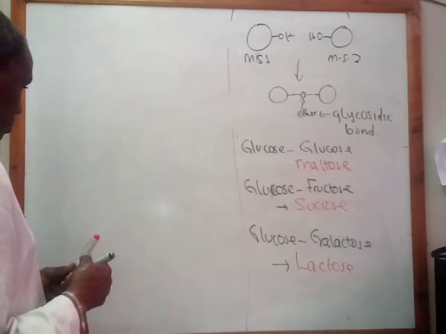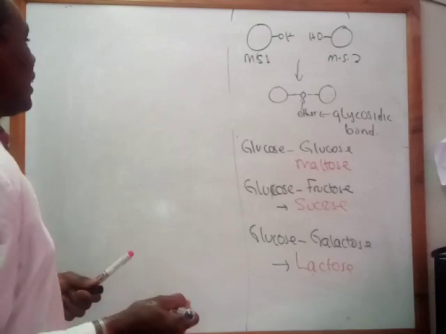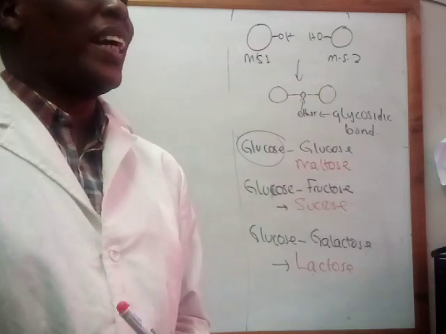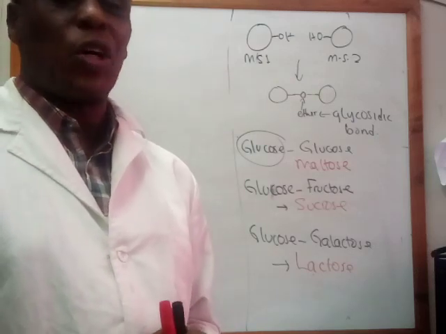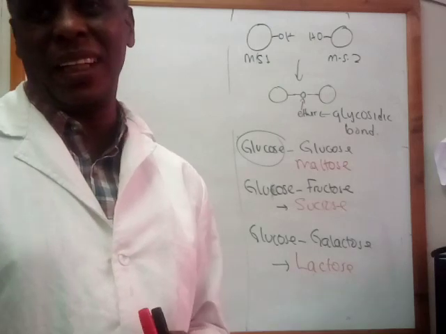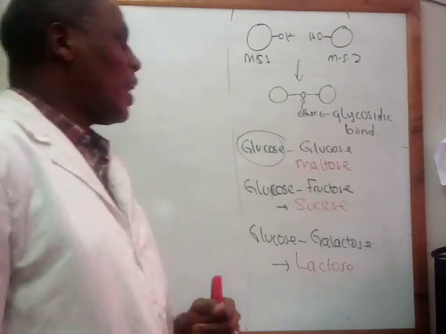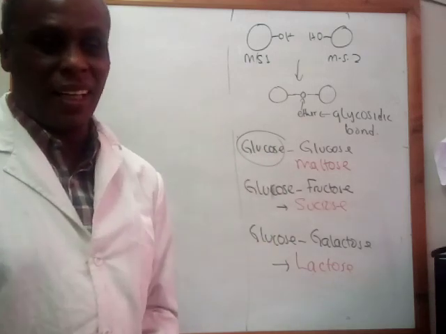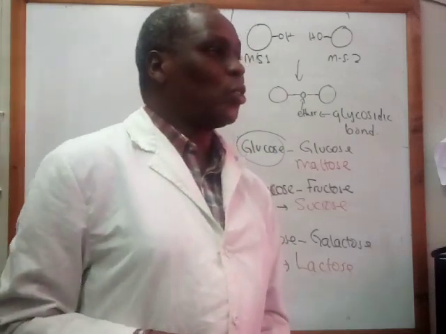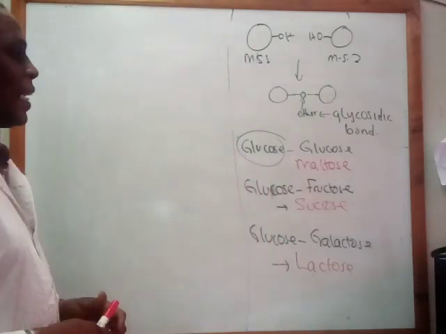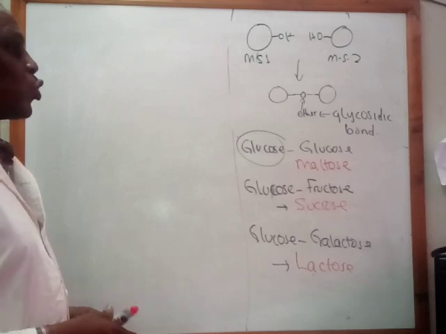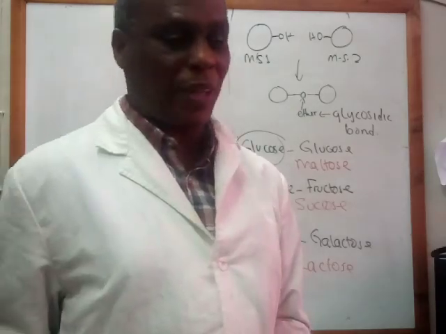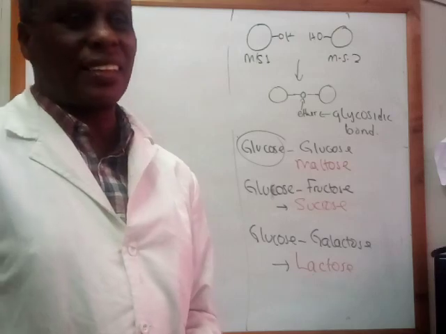Now, glucose is the most widely available monosaccharide in nature, and a lot of compounds contain glucose in a repeating form. So you're going to get two major types of polysaccharides that contain glucose as the repeating unit.